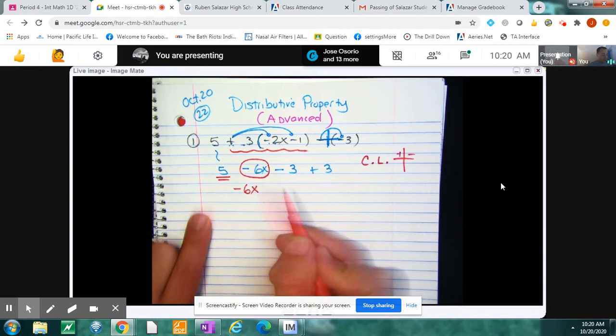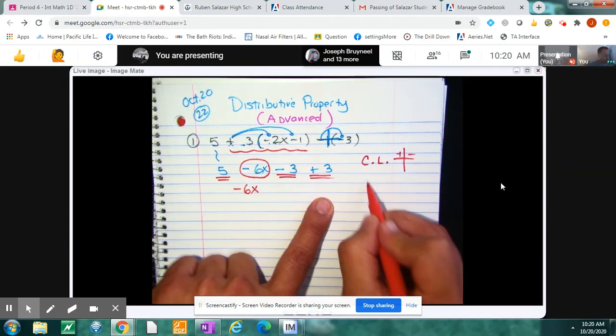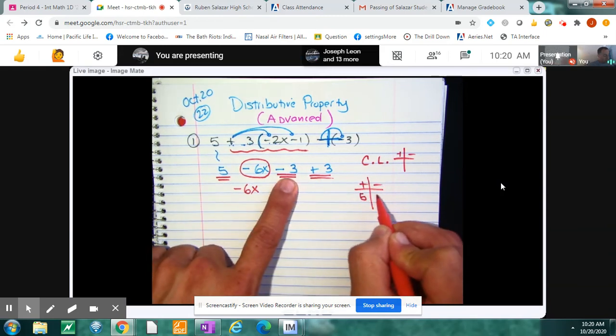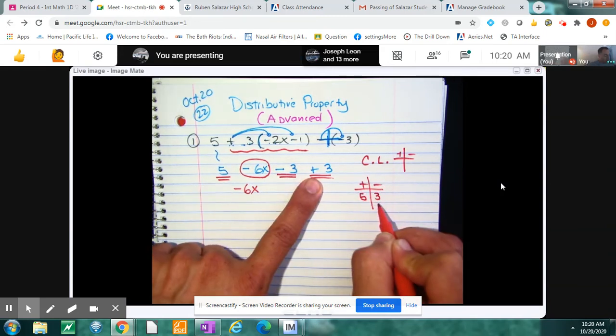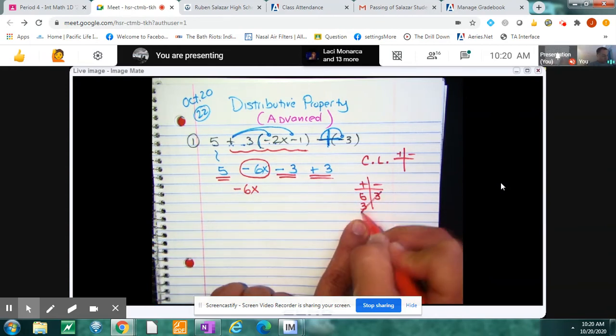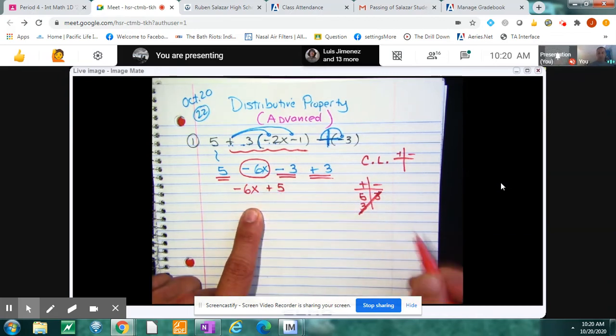Now what about 5? I'm going to do two lines. 5 minus 3 plus 3. Now I could do the t-chart. 5 is in the positive, 3 is in the negative, and 3 is in the positive. So see, these 3 right here, they cancel out. That's a 0. So what are you left with? Positive 5.